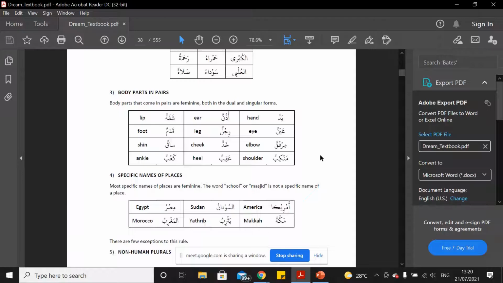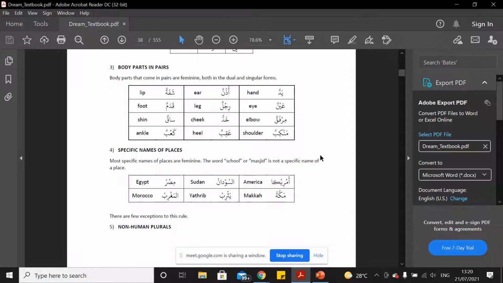We have two feet, qadamun. Two shins, saqun. Two ankles, kabun. Even we have two kidneys. I don't know the word for kidney in Arabic, but they will be considered feminine because they are two. So anything on the body that is in a pair will be considered feminine in Arabic grammar. And we say most specific names of places are feminine.